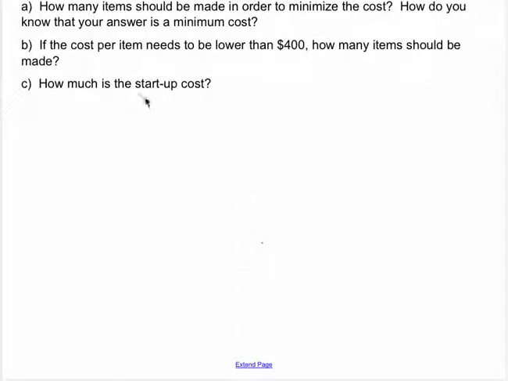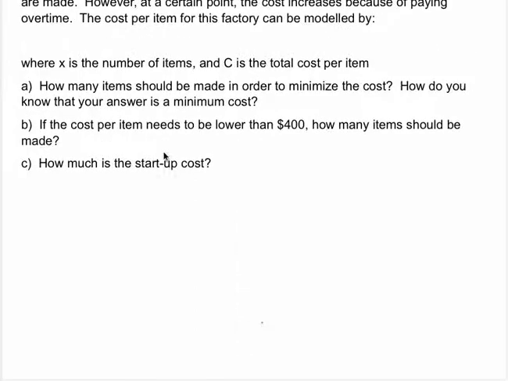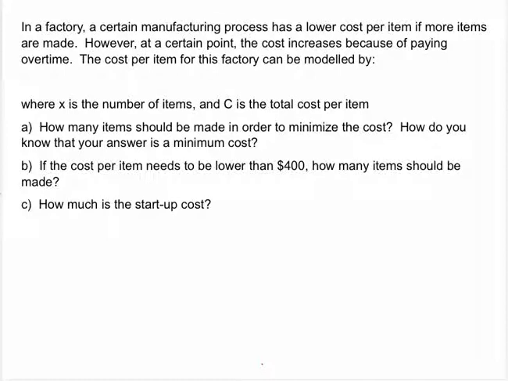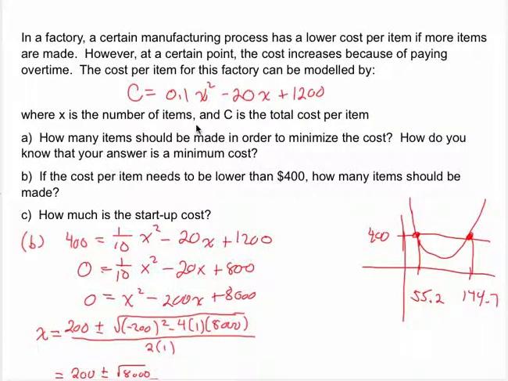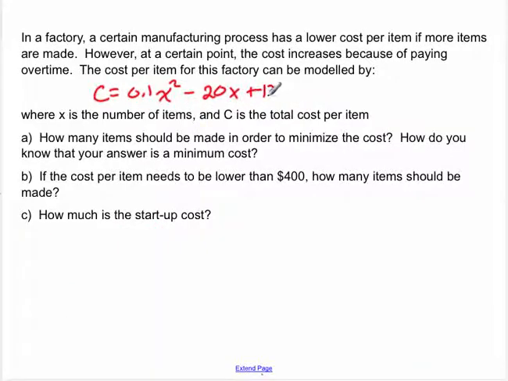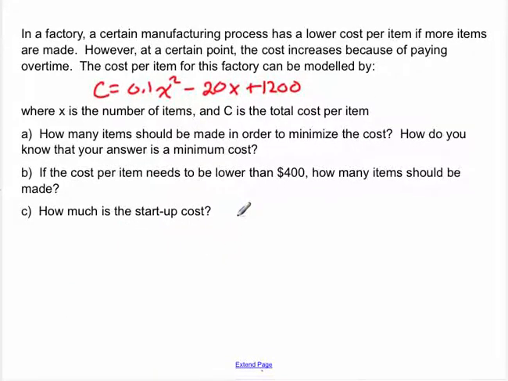Okay, so part C to this question. Oh, I need my equation again. So what was it? C is equal to 0.1x squared minus 20x plus 1200. Okay. How much is the startup cost? This is the easy one.